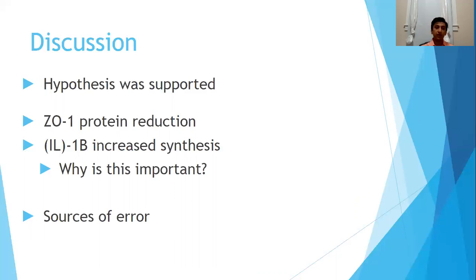Now, some potential errors in actually setting up the experimentation would include setting up cell lysates, which could have led to variability in Western blot and immunofluorescence results. More rounds of the Western blot and immunofluorescence could limit some of the possibility of human error and increase the reliability of the results.